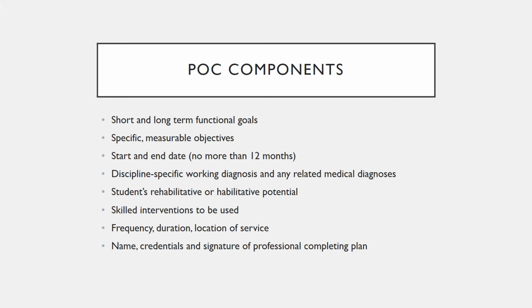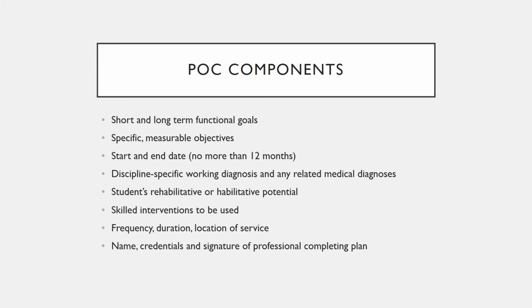Here we can see the plan of care components, which along with the evaluation or reevaluation report and the student's plan, make a case for why the related service is needed or needs to continue. The plan of care will include short and long-term functional goals. It may contain specific measurable objectives for each of those functional goals. It would include a start and end date that's no more than 1 year in length. And we do encourage periodic review of the plan of care within that 1 year time period.